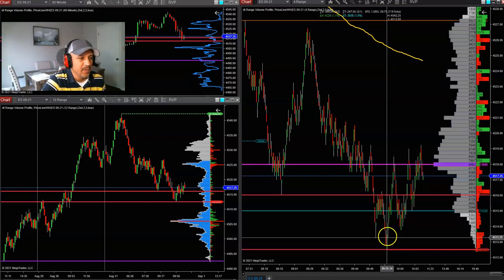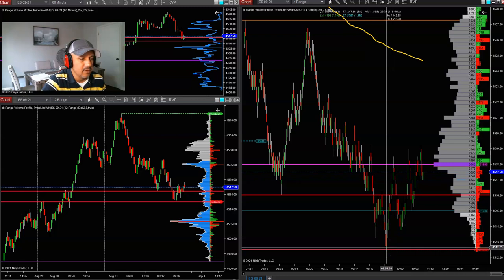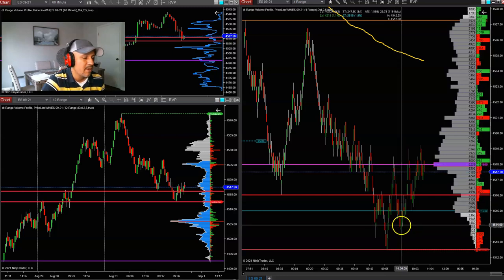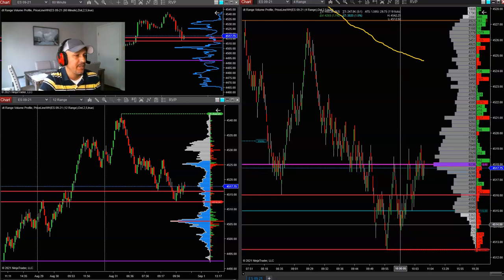So I had to wait for price to come to the level. It rejected. It did what's called a V-shaped reversal pretty much. It pushed hard to the upside. And then on the pullback right here, this is where I got into the trade. That should have been your entry.